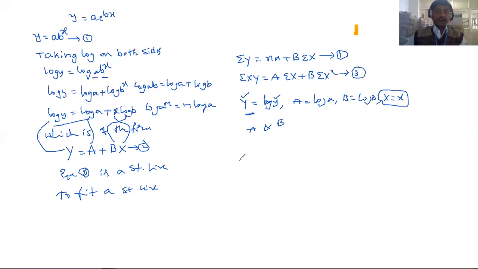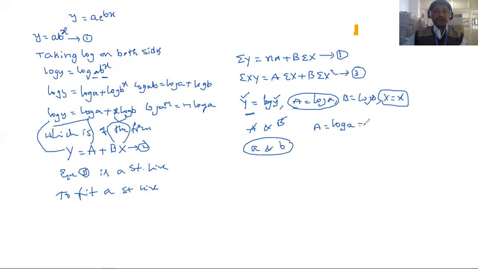But what we require, our final intention here, is to calculate the values of small a and small b. Only then can we say we have fitted that particular curve. Here we know the values of capital A and capital B. If you observe the assumptions we chose, capital A is equal to log a and capital B is equal to log b. From that, we can simply write the values of small a and small b.